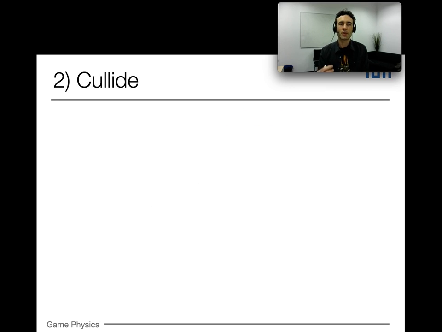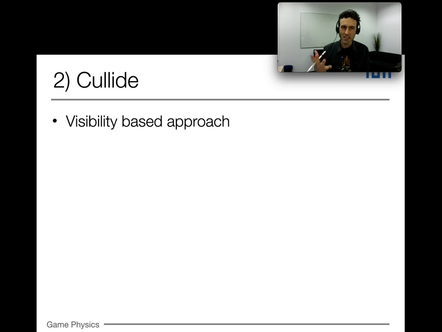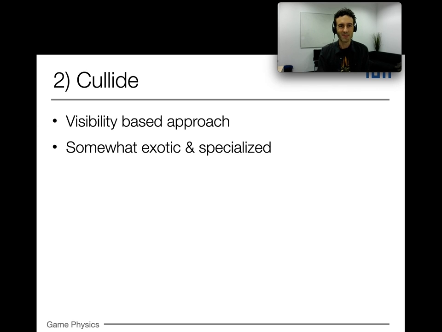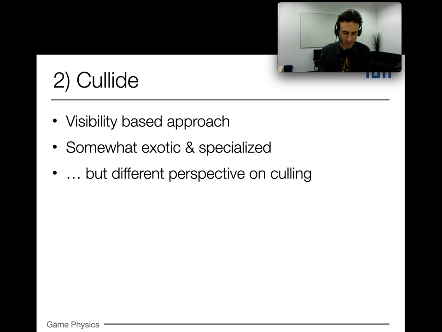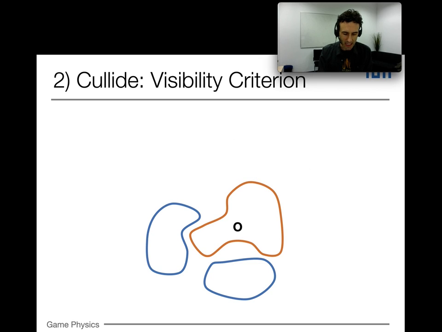Now I want to talk about a very different approach to show you what is possible in these broad phase steps. As mentioned here on the slide, this is a much more specialized one, as you'll see. So this collide algorithm is based on visibility. It's a bit related to what I just mentioned with finding a gap between objects.